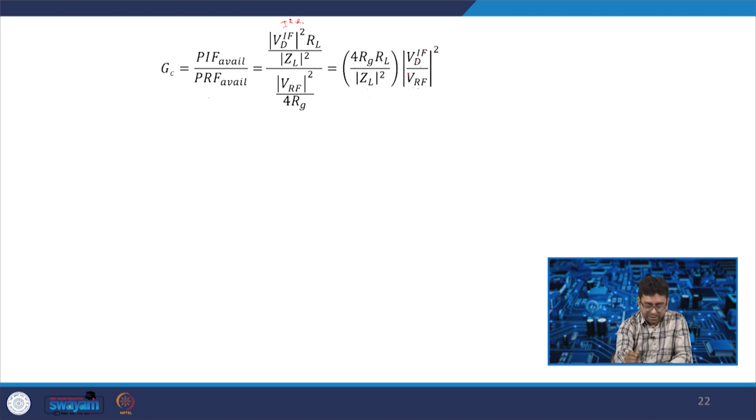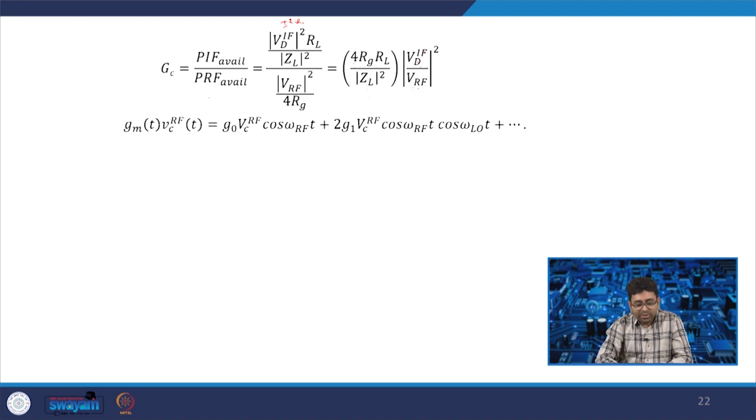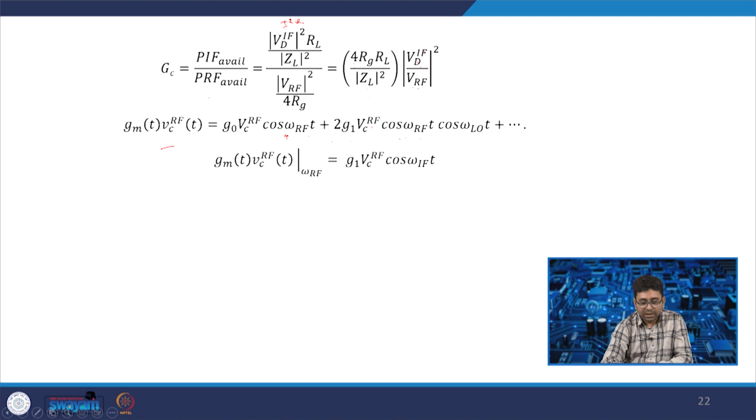generated from the VRF signal. So we need to use a MOSFET equation in small signal, that is GM(t) into VC RF(t). So G0 is multiplied by VC RF cos omega RF t, plus 2 G1, it is VC RF cos omega RF t and cos omega LO t is multiplied, and then it will go on. We are interested in considering the IF term because the cos omega RF is a high frequency which will be filtered out. So we consider GM(t) VC RF(t), omega IF at omega RF minus omega LO, G1 VC RF into cos omega RF t minus cos omega LO t by 2. So it is G1 VC RF into cos omega IF t.